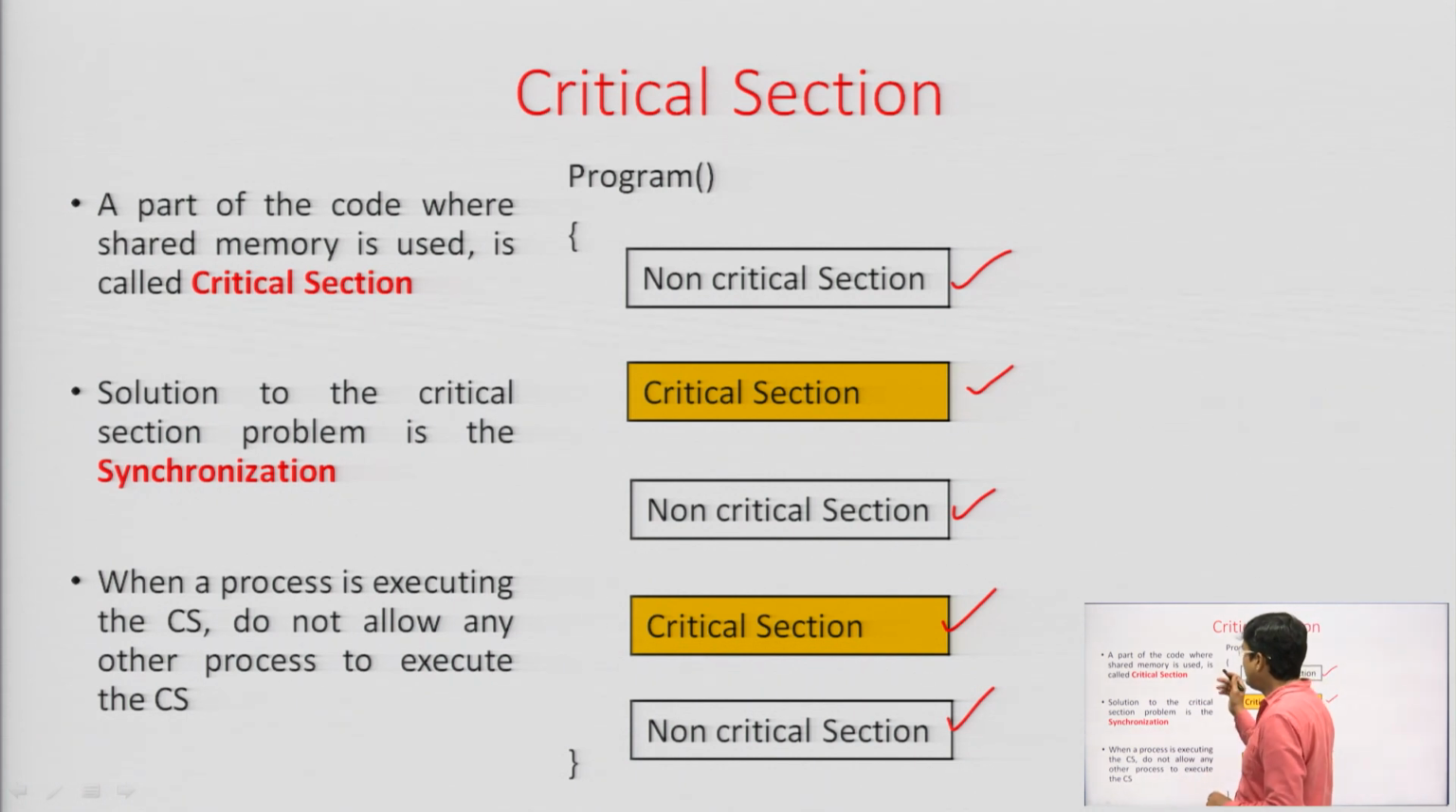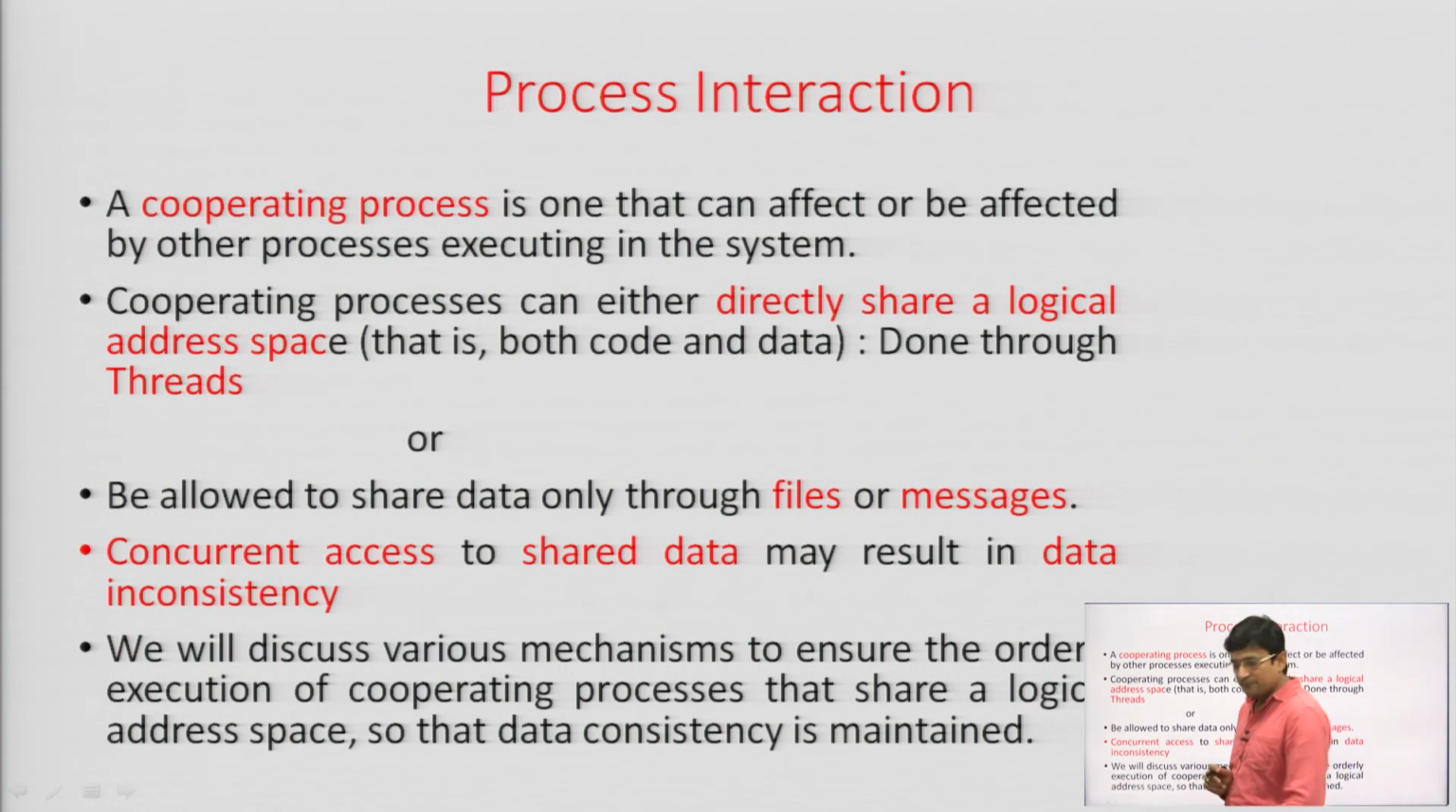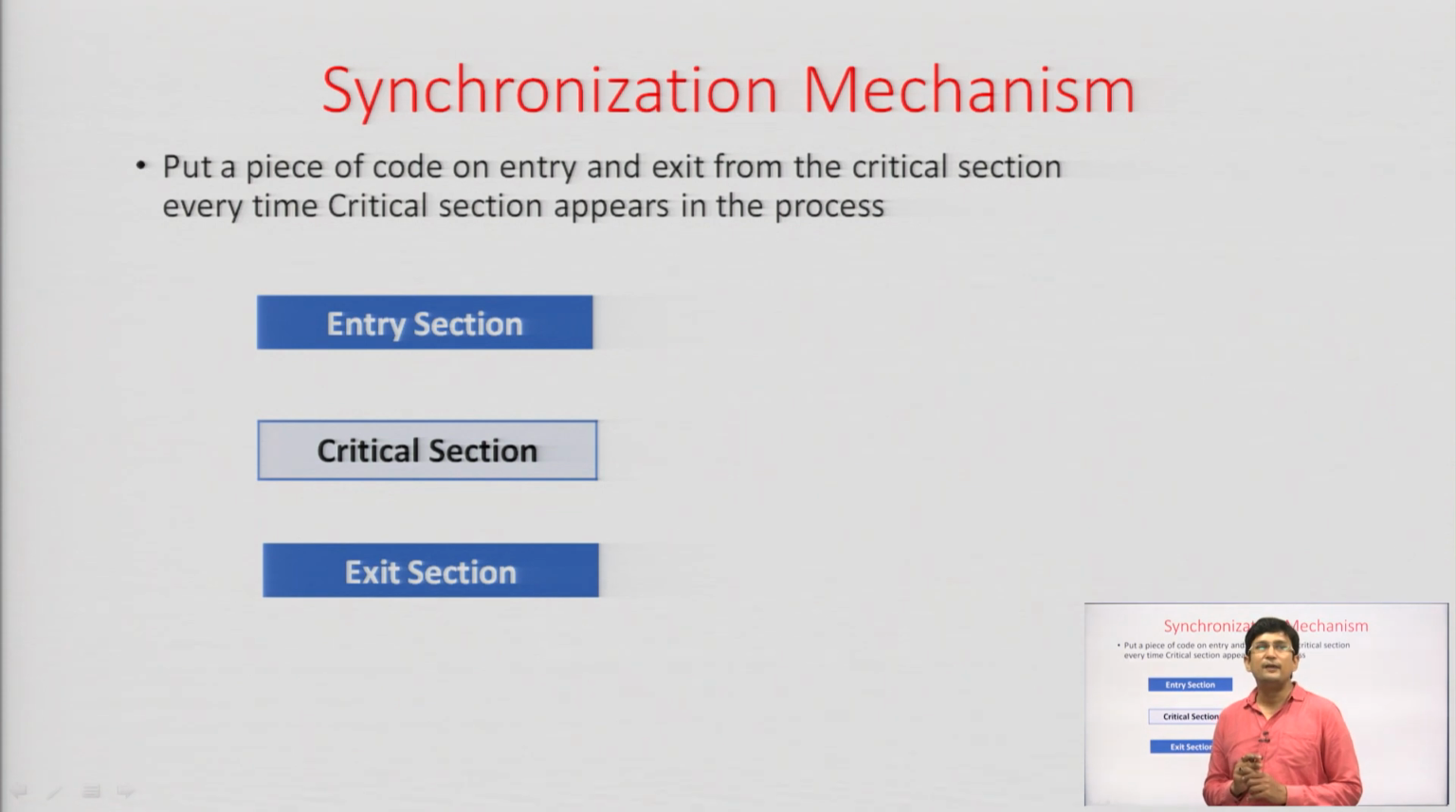So, a part of the code where the shared memory is used is called a critical section, and the solution to the critical section problem is known as synchronization. We already have seen how synchronization is achieved with various schemes in the previous lectures. Whenever we are dealing with the critical section and have to find a solution to the critical section problem, the piece of code is sandwiched between the entry and the exit section.